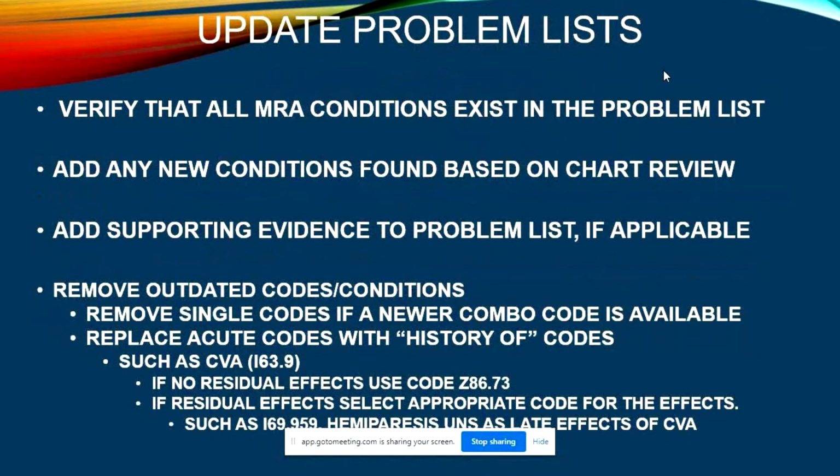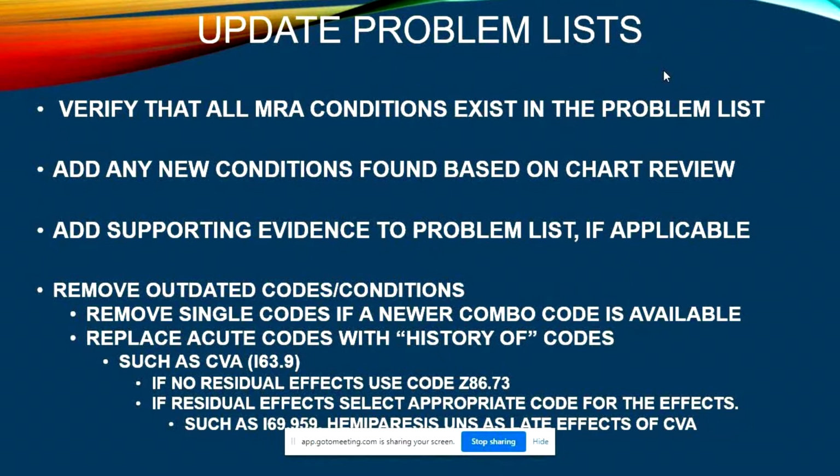We use that spreadsheet. The next step would be to make sure that everything that was found, all the conditions that were found during the chart review, are actually loaded and accurate in the members' problem lists. You want to verify that all the conditions that exist that were found during the review are in the problem list. You want to add any new conditions that were found that need to be added to the problem list. That is done. I'm going to show you how to add some supporting evidence if it is something that we can actually hard code. And then you also want to remove any outdated codes or conditions.